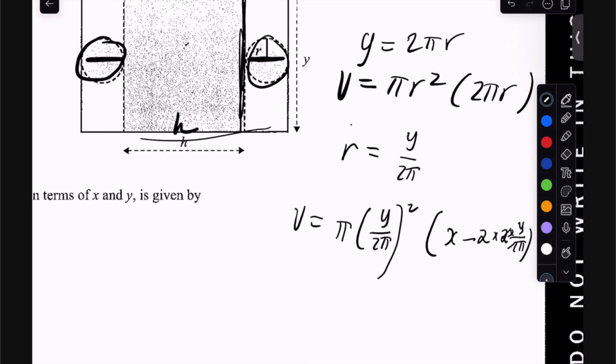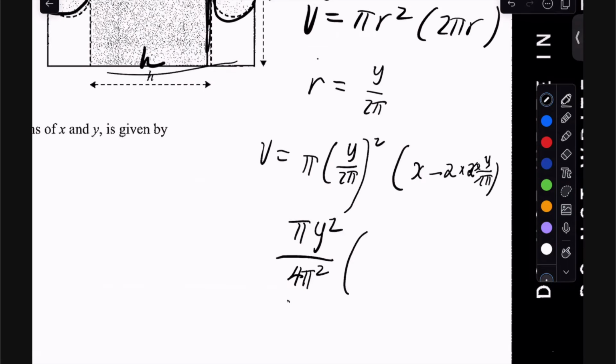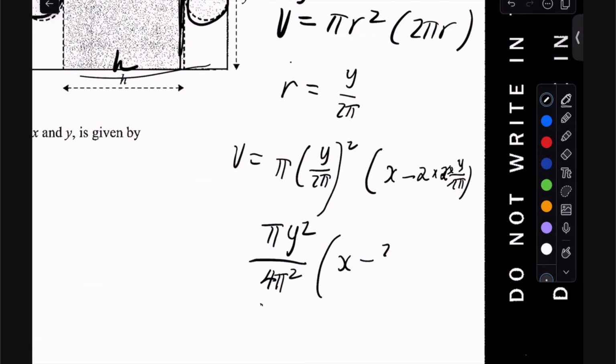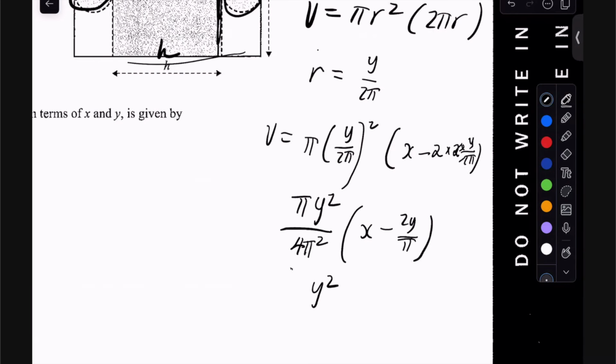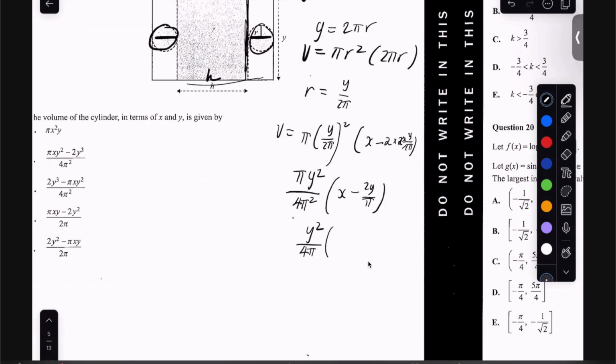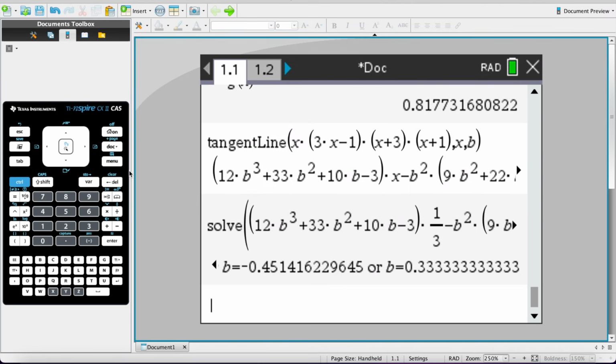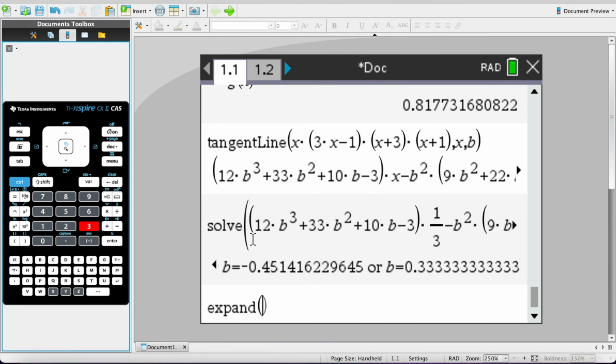And that cancels, and you've got pi times y squared over 4 pi squared times by x minus 2y on pi. And then you've got y squared over 4 pi times by x minus 2 pi. It looks like they've expanded that. Now we can just use the calculator to expand that for us. So menu 3 is expand.